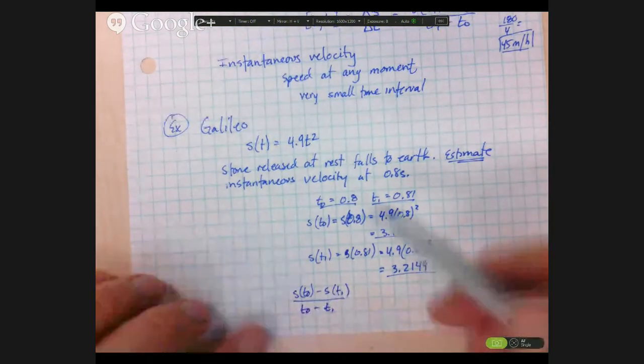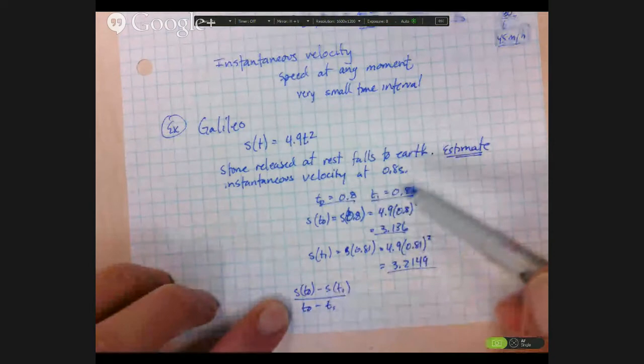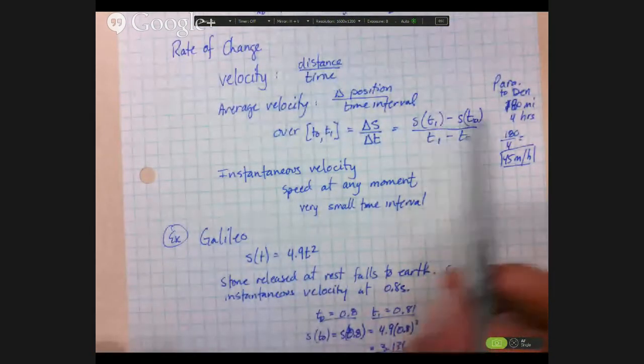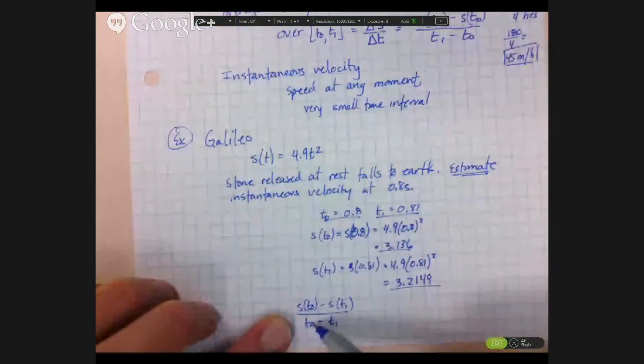Now notice I've switched T0 and T1 here. It doesn't matter as long as the T1s match and the T0s match. As you can see, mine do.